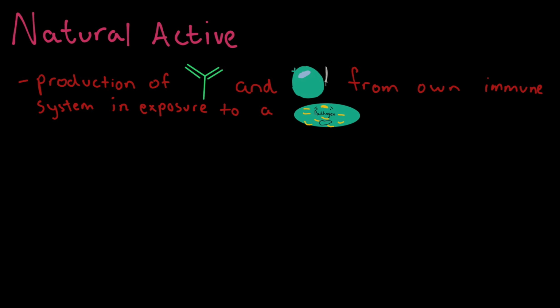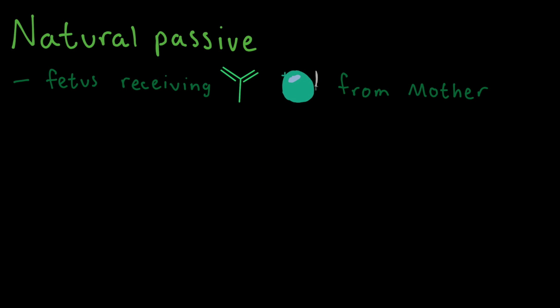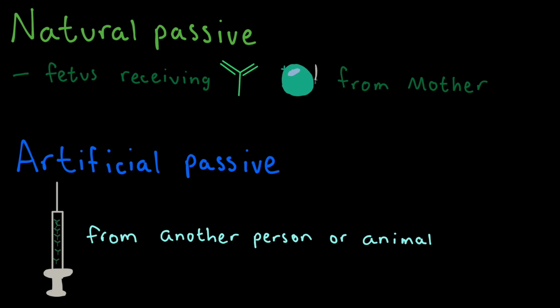Natural active immunity involves the production of antibodies and lymphocytes from our own body to bring us immunity against a pathogen that has been exposed to the body. Artificial active immunity involves vaccination as a means to provide aid for our immune system. Natural passive immunity involves a fetus receiving immunity from the mother through the placenta. And finally, artificial passive immunity is the injection of antibodies created from another person or animal.